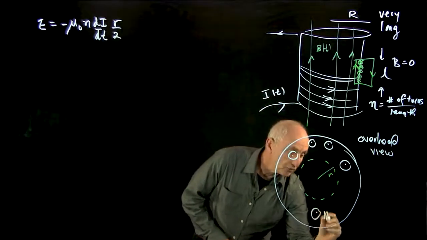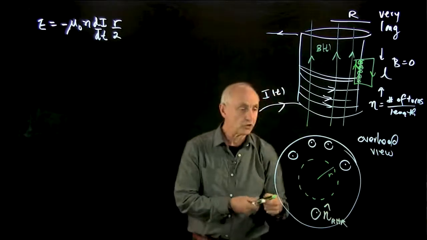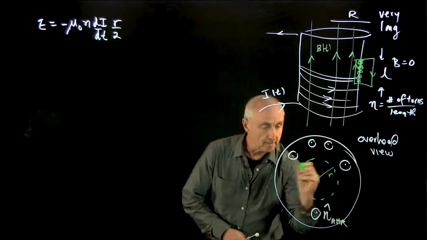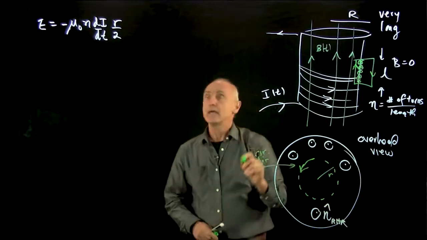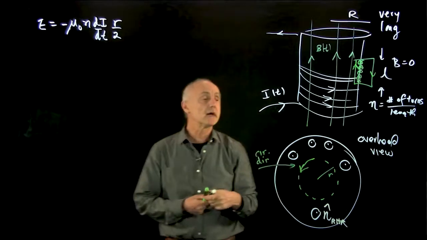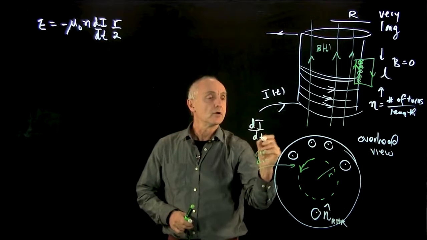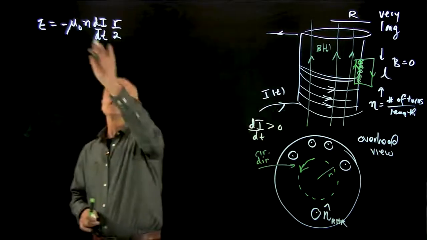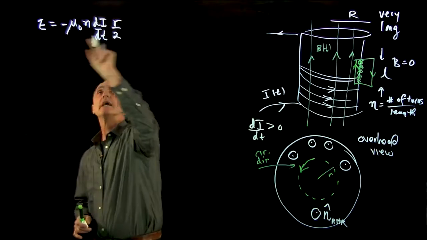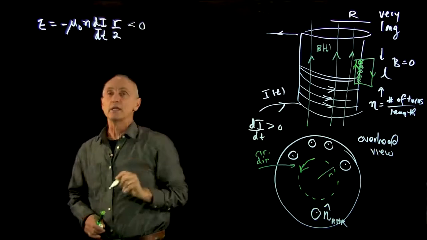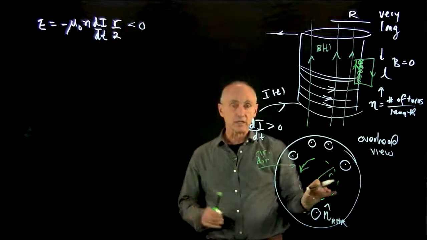Remember, we chose n hat right-hand rule this way, and we chose a circulation direction like that. And in this problem, we had that di dt was positive. And so what we see here is that the current was increasing, and we have a negative sign. So this quantity is less than 0. Now, what does that tell us?